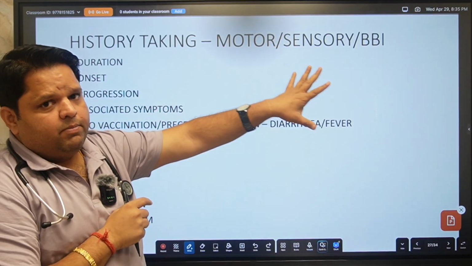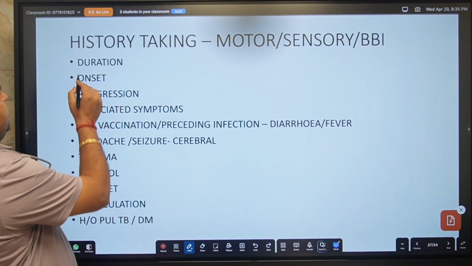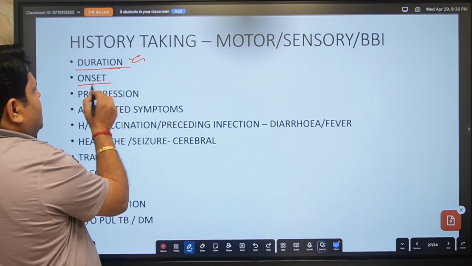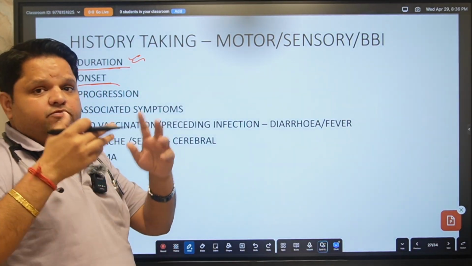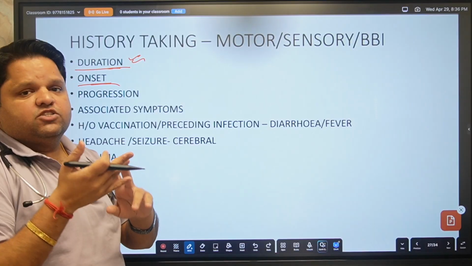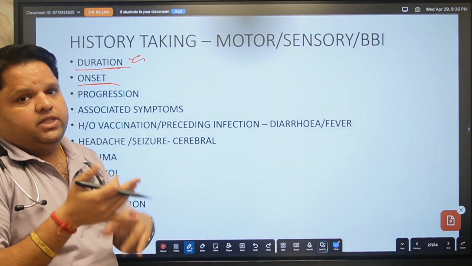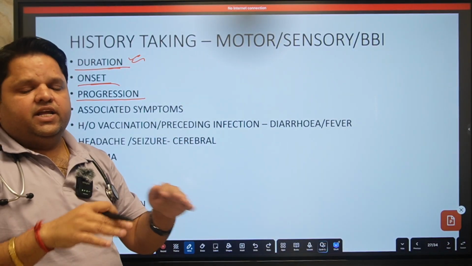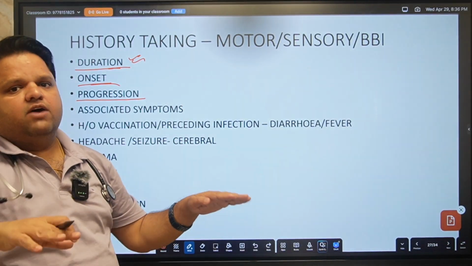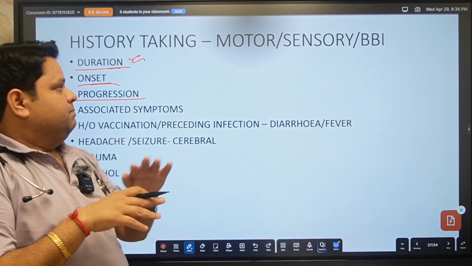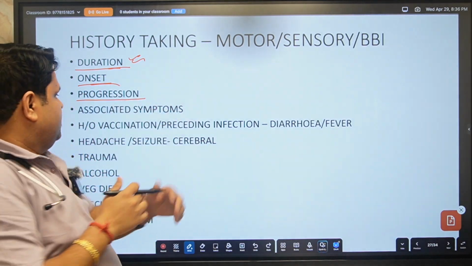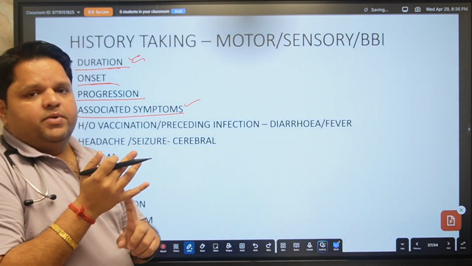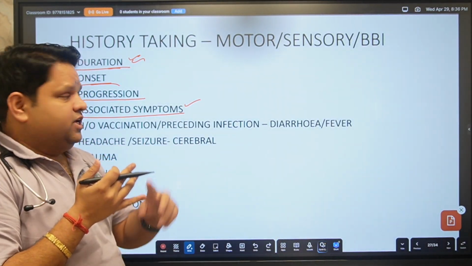So in the chief complaint, we should ask about the duration, from how many days weakness is there, and the onset. How is the onset: sudden onset in a vascular lesion, acute onset in the transverse myelitis type, and gradual onset in the compressive type of lesion. Progressive or static: like a vascular lesion, weakness may be static after acute onset, but in a compressive lesion there is a progressive type of disease.